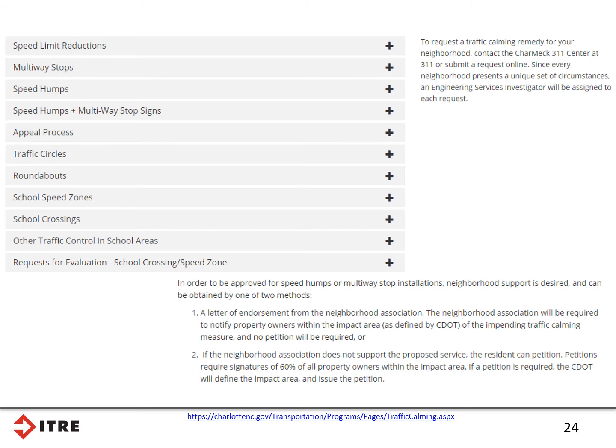Here's an example from the city of Charlotte, some of the treatments that they use and the process for implementing those. They require 60% of property owners to sign saying that they want something installed in their area to try to reduce speeds or to calm the traffic.